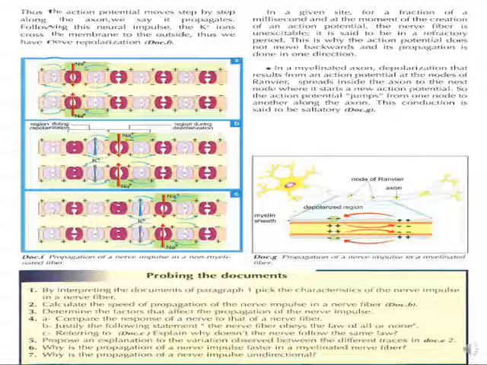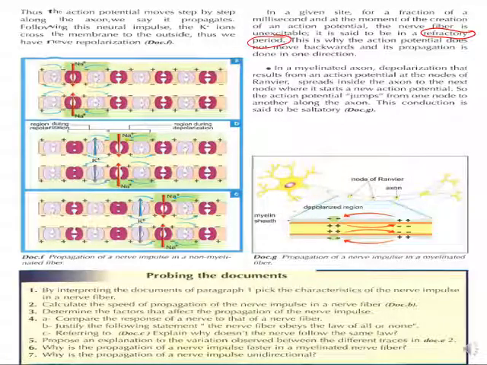The K+ ions cross the membrane to the outside. Thus we have nerve repolarization, as shown in document F. So we have nerve repolarization going back to the resting polarity. In a given site, for a fraction of a millisecond and at the moment of the creation of an action potential, the nerve fiber is unexcitable. It's said to be in a period. This period is called a refractory period.